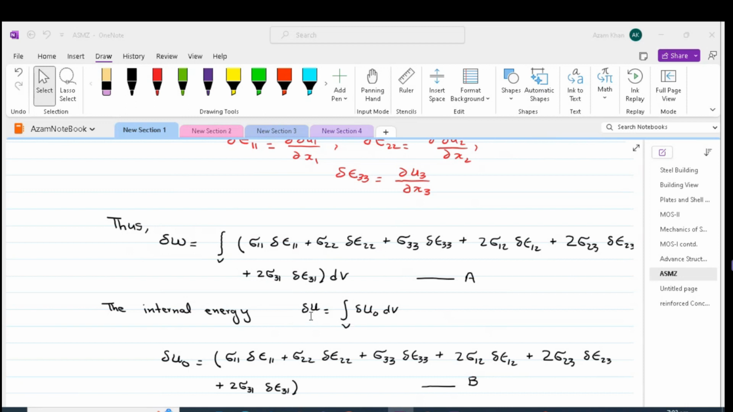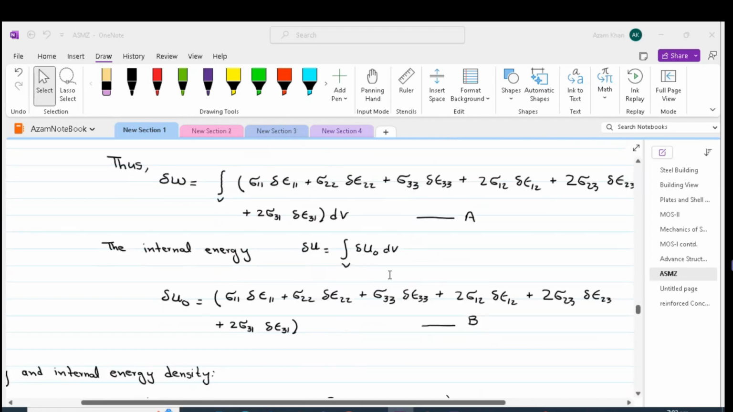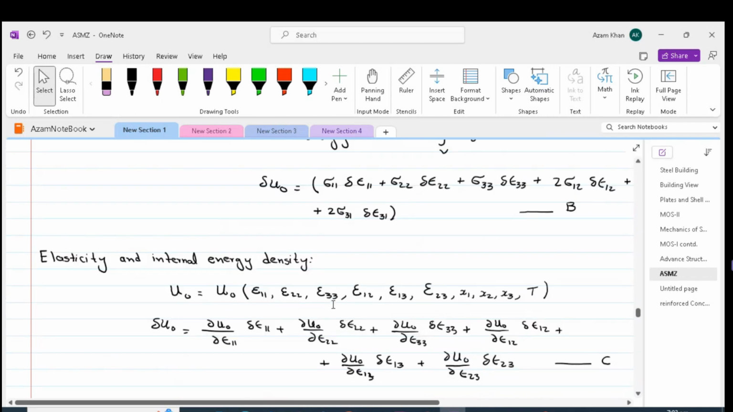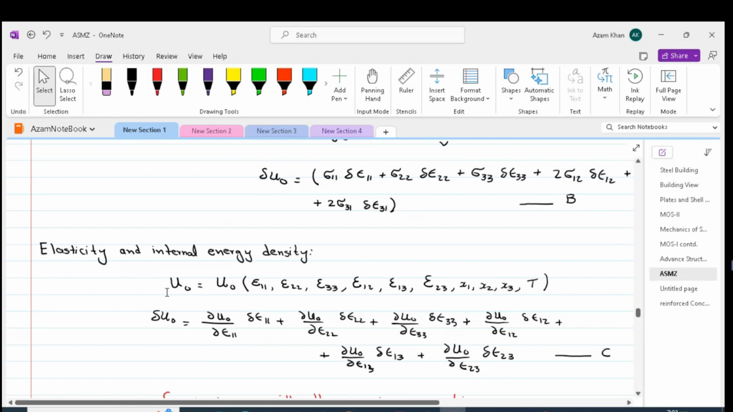The variation in the internal energy consistent with the variation in work done will then be equal to the integral of variation of U naught times dV over volume. Comparing these two equations, we get delta U naught equal to everything in the small bracket, which has been written here and given the name equation B. We can appreciate from this expression that the internal energy is a function of certain variables.